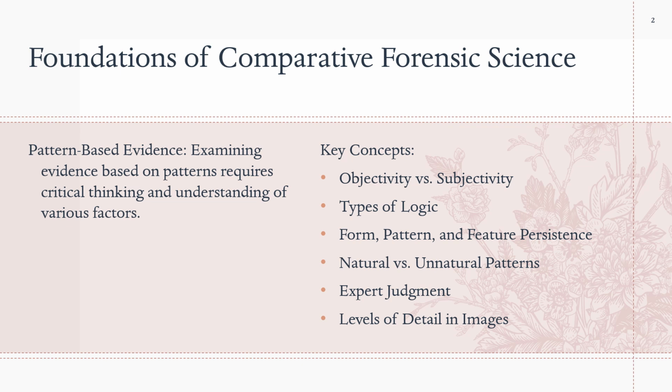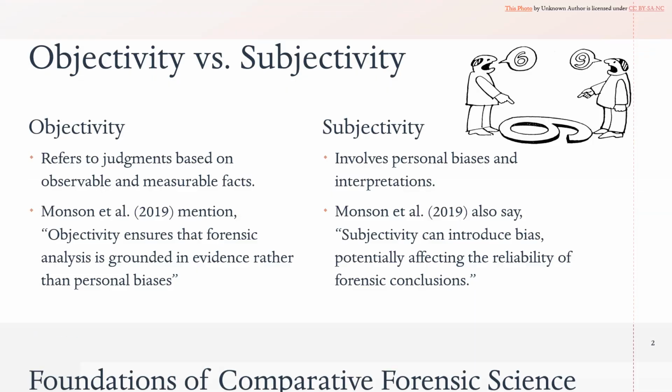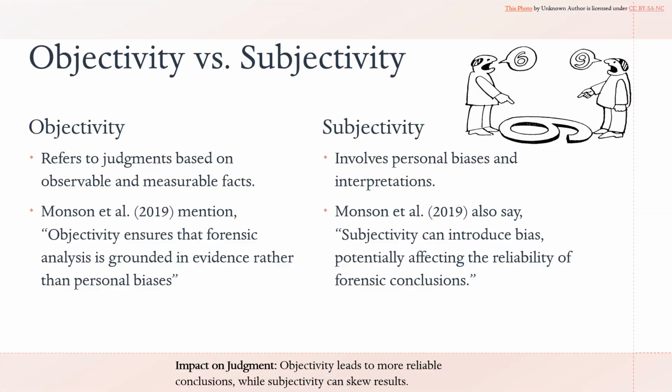So what does that look like? You've got your objectivity versus your subjectivity. You've got three different types of logic. You've got your form, your pattern, and you've got feature persistence. You also have natural and unnatural patterns. You deal with expert judgment and levels of detail in images. So, objectivity versus subjectivity. Okay.